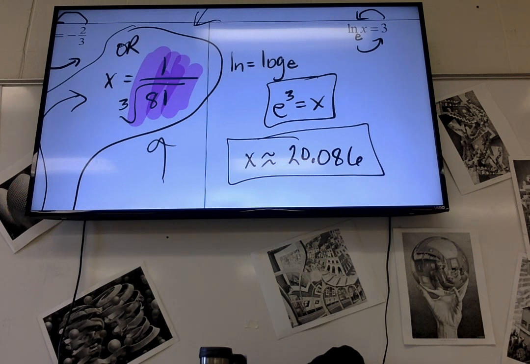Okay, what question did you say they would ask for? They'd ask for the rounded to the nearest thousandth. Well, I'm just giving you both. If they asked for the exact value, you'd leave it as E cubed. If they wanted it rounded, 20.086.